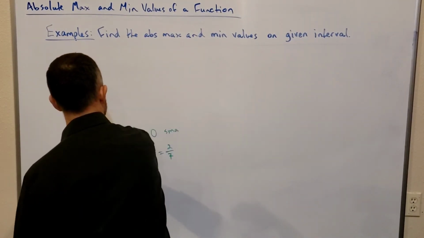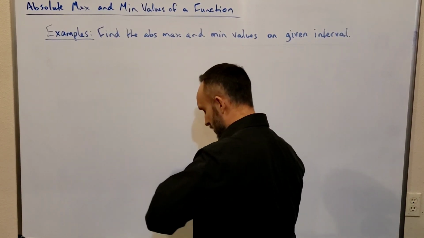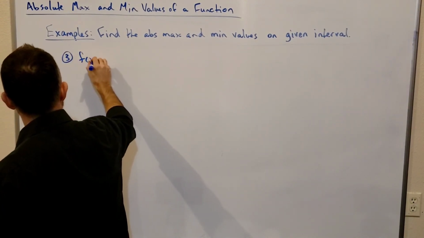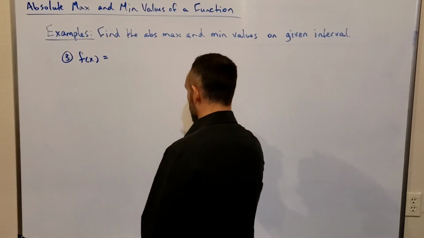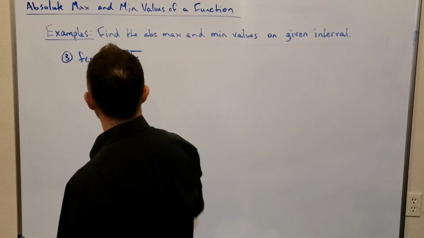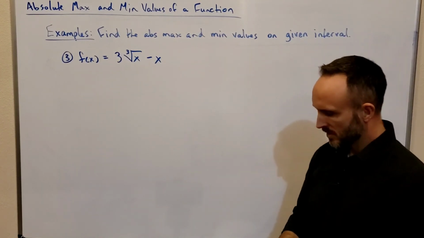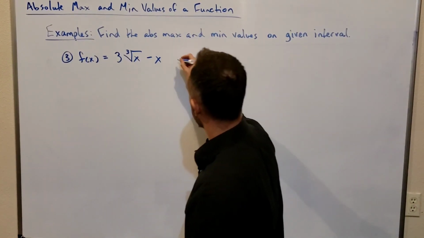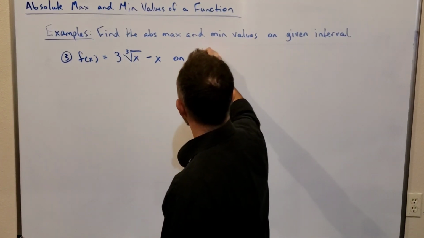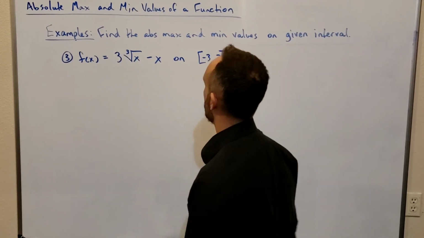So we'll look at example 3. Example 3 is going to be made up of two different types of functions. So example 3, let's say f of x equals, how about 3 times the cube root of x minus x. All right? And so let's look at that on the interval from, how about -3 to +3. All right?